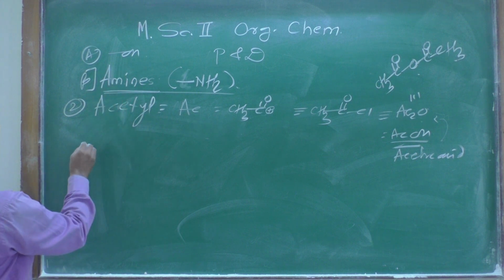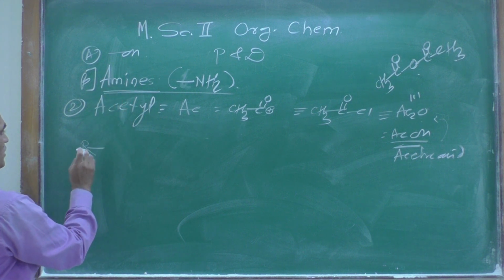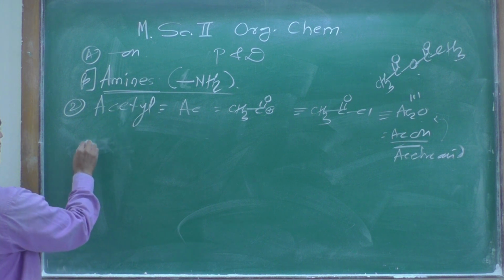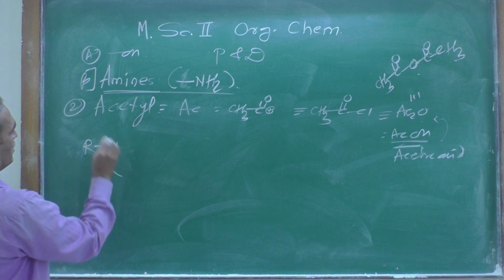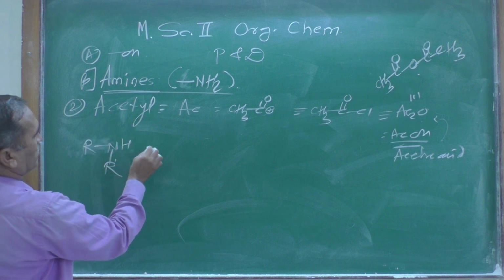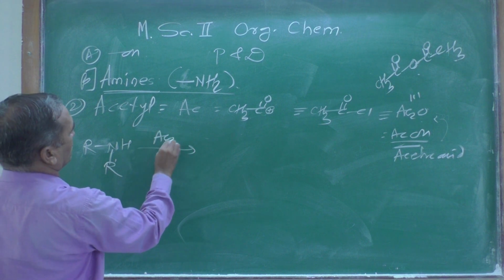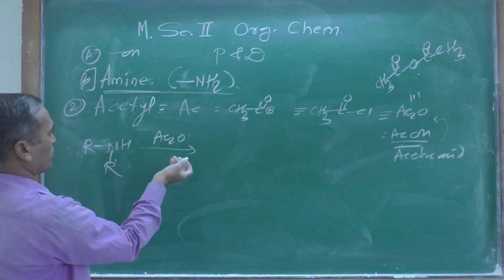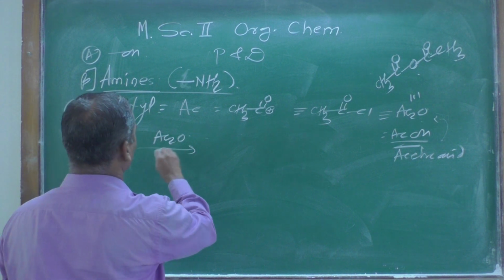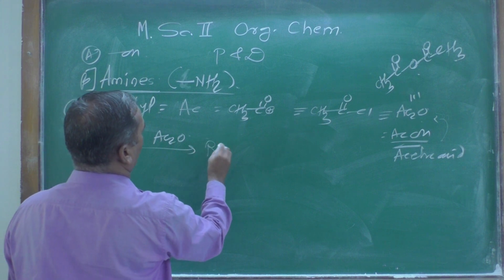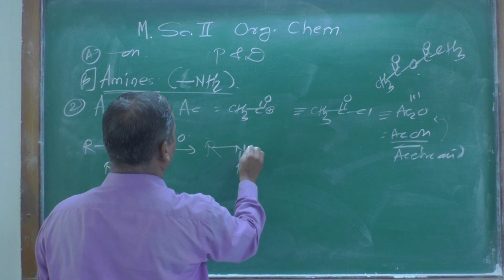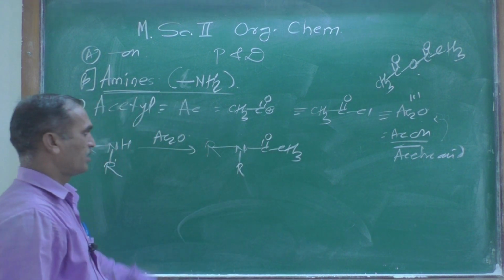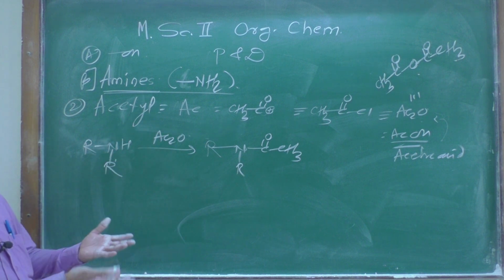As we know, the first one is amines, NH2, R. A secondary amine you can consider here, R dash H, that will be treated with acetic anhydride in the presence of a base, maybe sodium hydroxide or whichever it may be. And now what do you get here? R, then C double bond O, CH3. Acetylation takes place, meaning this amine group gets protected.